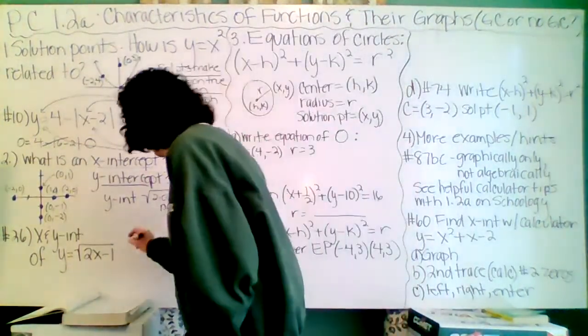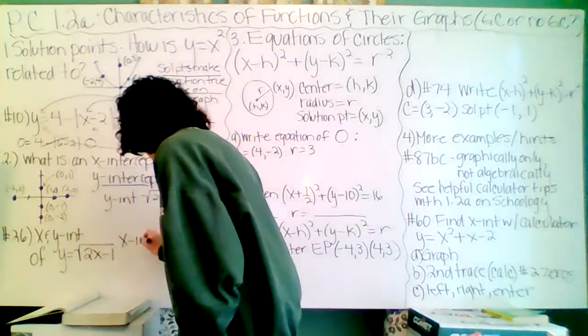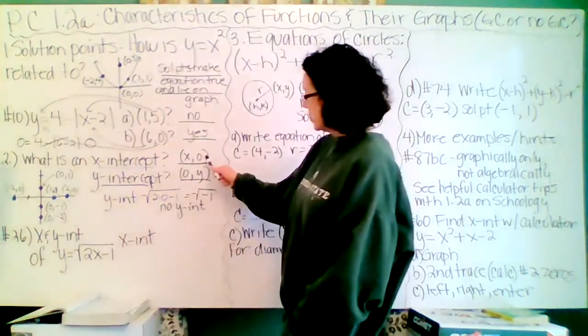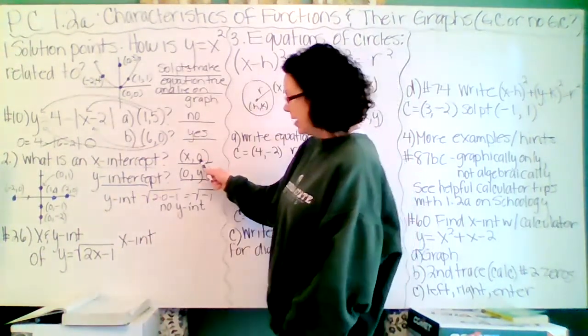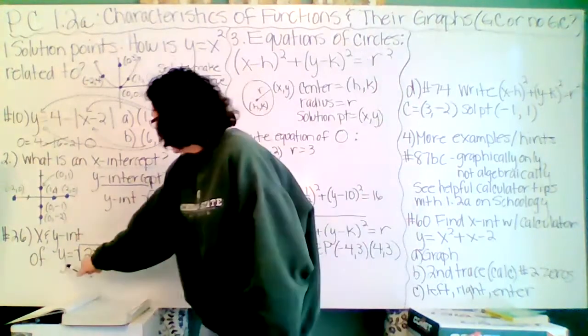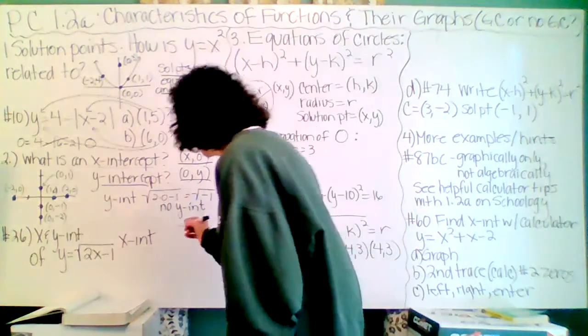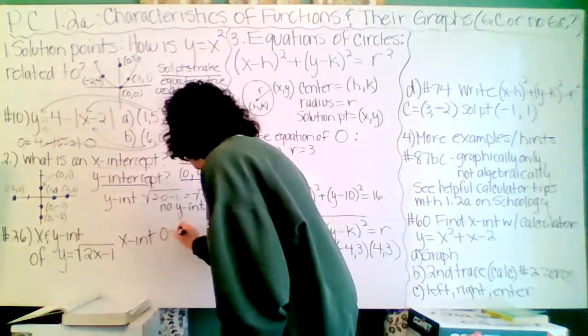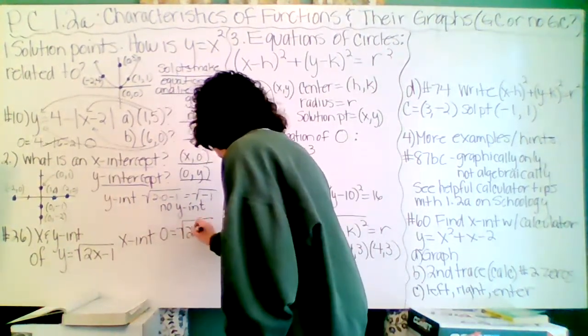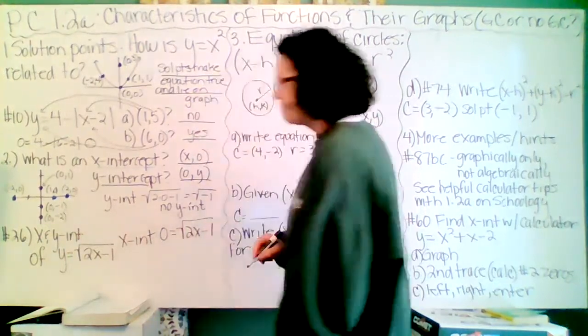Okay, x-intercept, that is where we put in 0 for y, right? And right here, and we solve for x. So I hope I'm leaving you enough room. Let's put in 0 for y and solve for x.